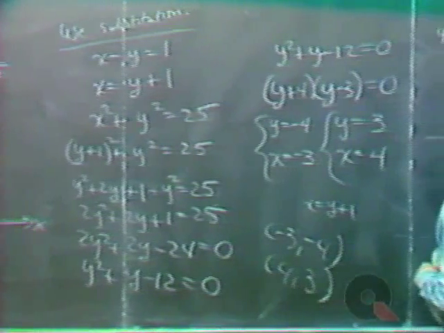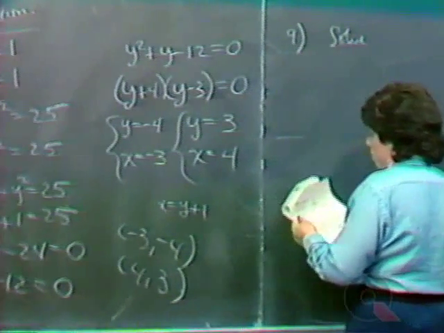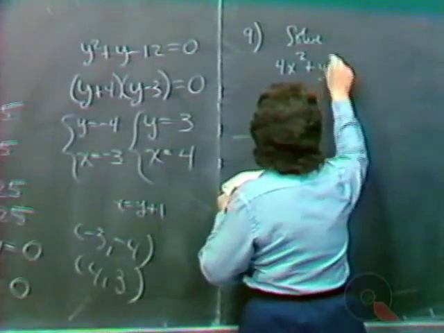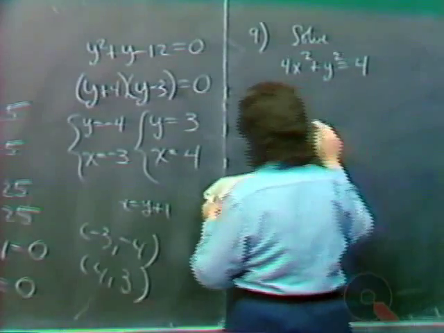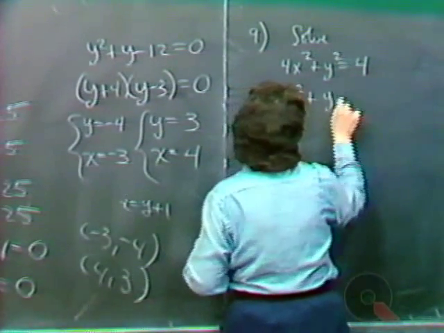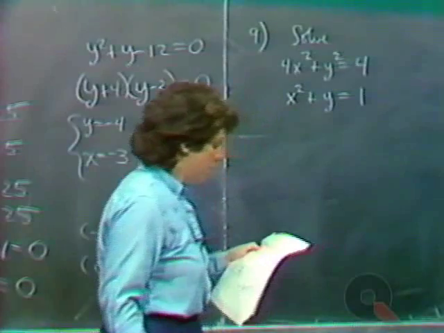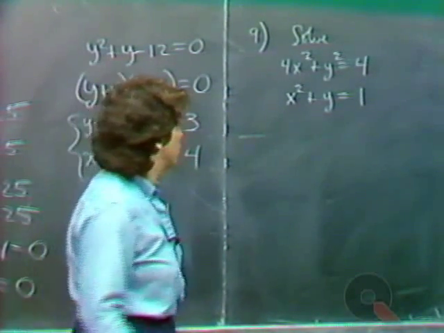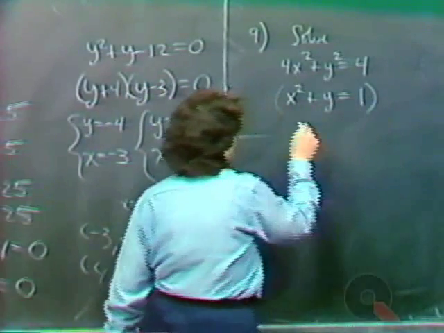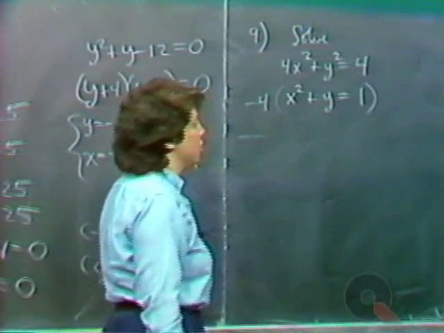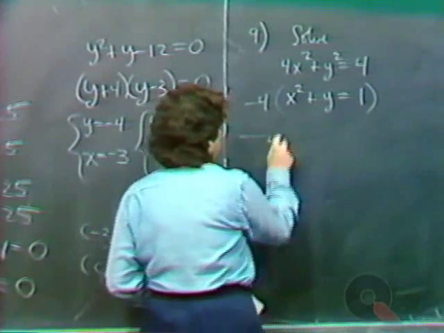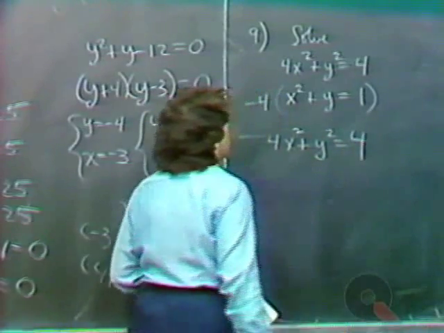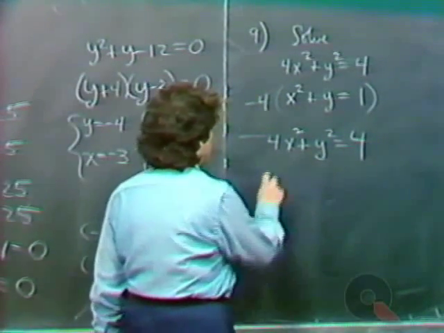Okay, let's solve the following nonlinear system of equations. We have 4x squared plus y squared is 4. X squared plus y equals 1. Now here there is a like term, the x squared. So if you want, you can solve this by elimination. That is, you can multiply the second equation by minus 4. The first equation we're going to leave alone. And the second one we're going to multiply through by minus 4.